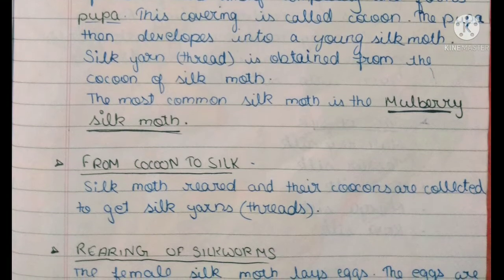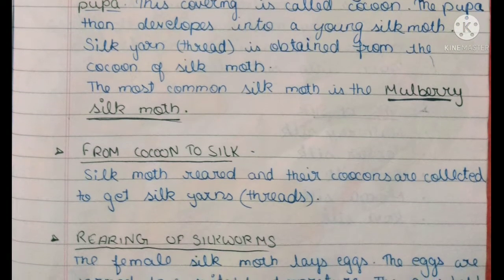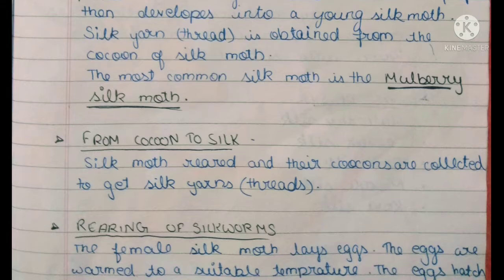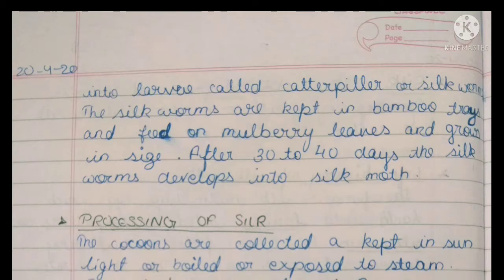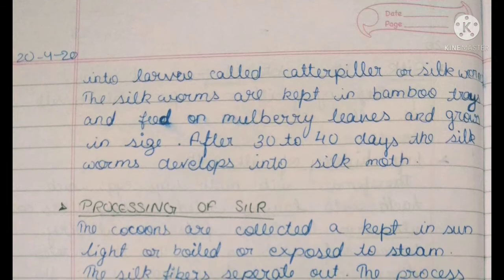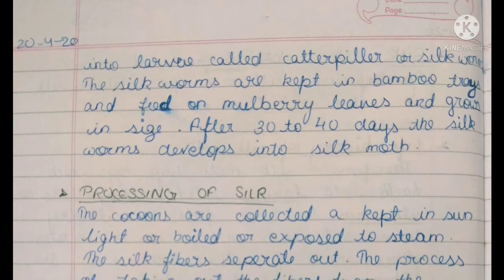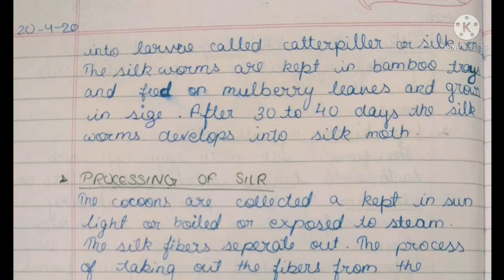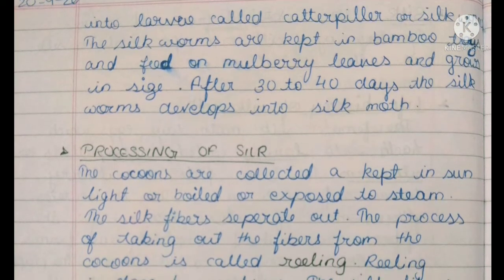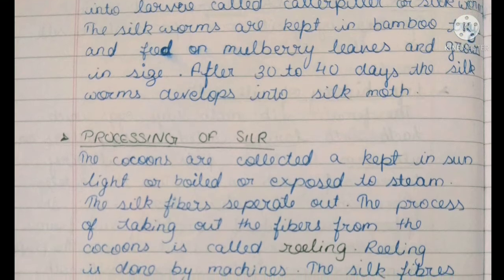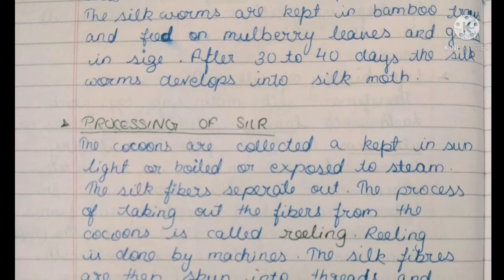Rearing of silkworms. The female silk moth lays eggs. The eggs are warmed to a suitable temperature. The eggs hatch into larvae called caterpillar or silkworm. The silkworms are kept in bamboo trays and fed on mulberry leaves and grow in size. After 30 to 40 days, the silkworm develops into silk moth.